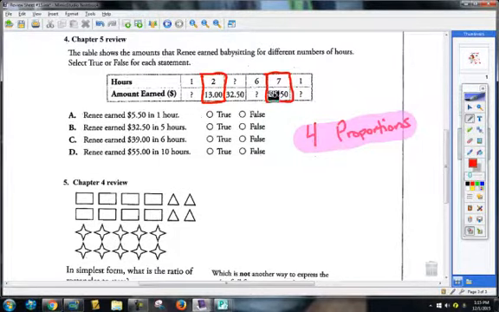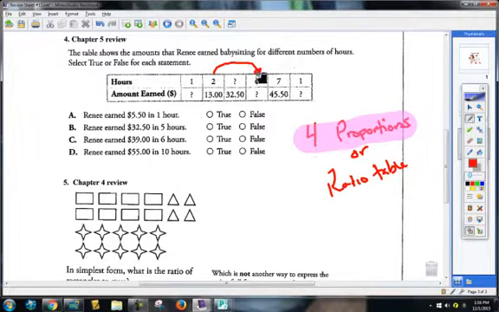Or, since this is a table, we did in Chapter 4, Learning Target number 2, I believe, we learned how to scale within the table itself. So you don't have to do proportions, or you could just use the ratio table, which would be, oh, I know, what am I doing to go from 2 hours to 6 hours? Well, I'm multiplying by 3. So what am I going to do to $13? Okay. What did I do to go from 6 hours to 1 hour? Well, I divided by 6. Or you could say, what did I do to go from 7 hours to 1? Either way, I'm cool with the ratio table way or 4 proportions.